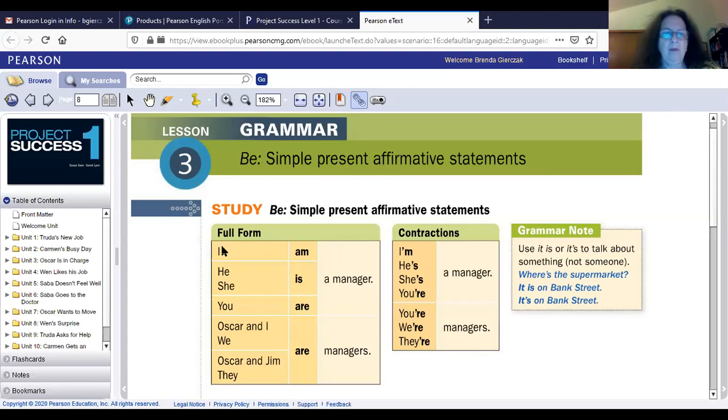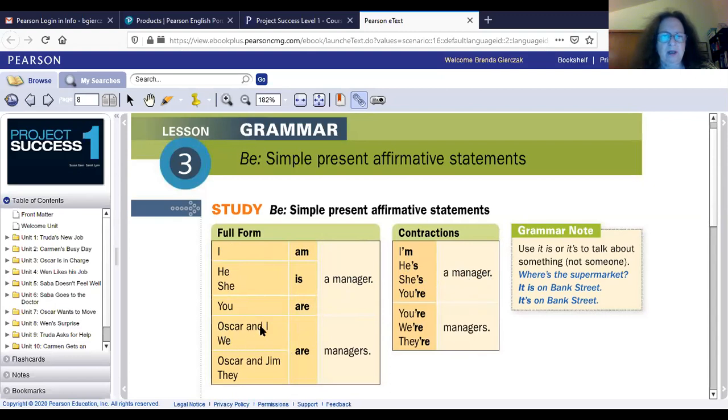The full form of "I am a manager" is "I'm a manager." "He is a manager" is "he's a manager." "She is a manager," or "she's a manager." "You are a manager," or "you're a manager."